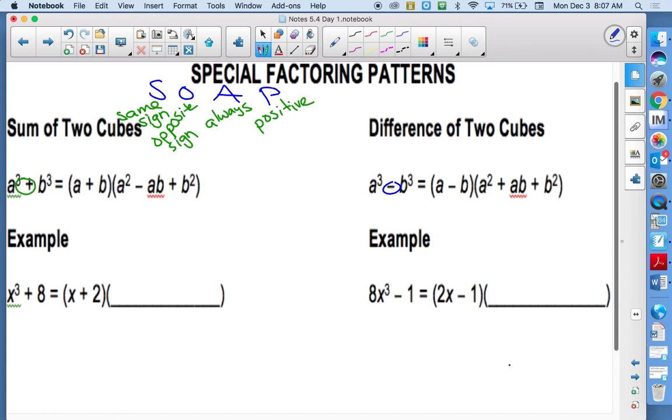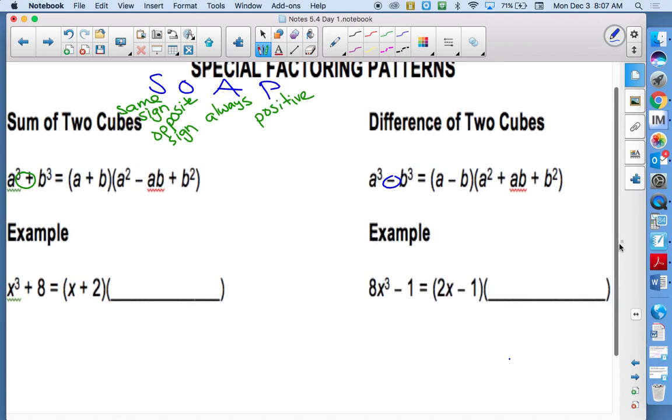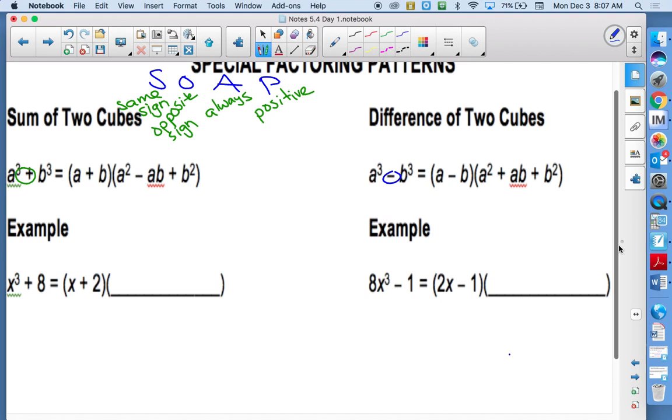So if you look at the first example, we have x cubed plus 8. Now this works with cubes. Instead of being squares, which we've thought about for about 4 or 5 weeks, we're now working with cubes. So we have x cubed and 8. What is the cube root of 8? Because that's what the b cubed represents. So what's the cube root of 8, Odette? 2. So my a is x and the b is just 2, to go along with this pattern.